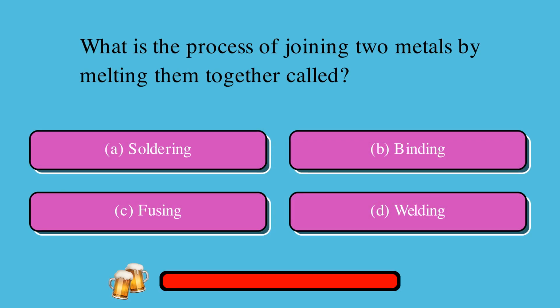What is the process of joining two metals by melting them together called? A. Soldering, or B. Binding, or C. Fusing, or D. Welding. The correct answer is D. Welding.